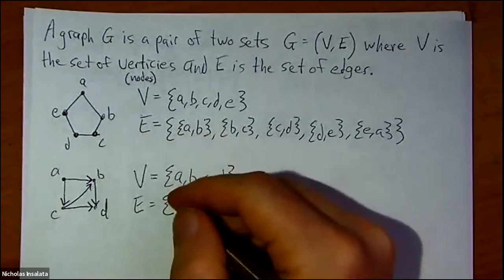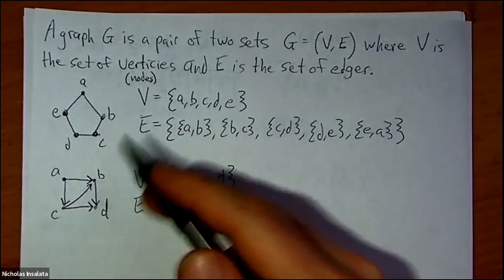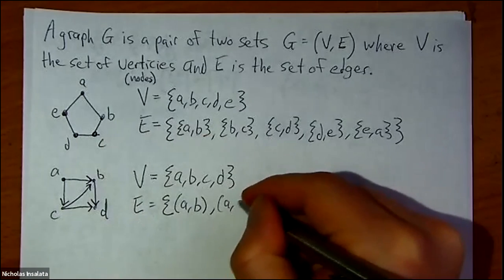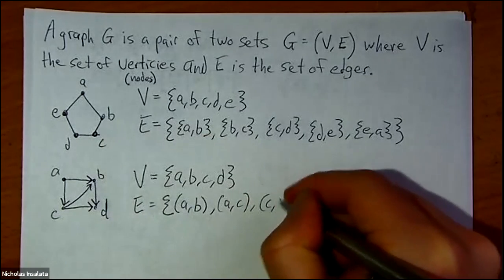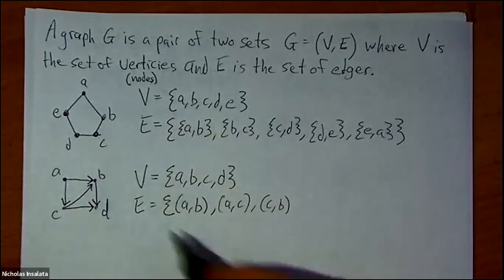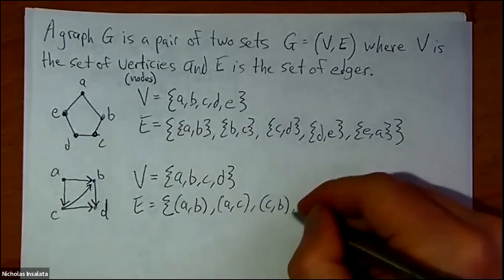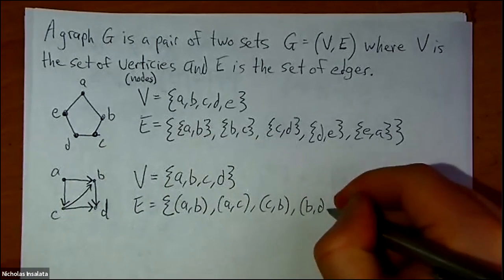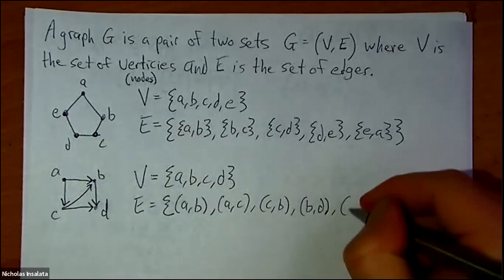Okay, AC, CB. Okay, so AC, CB, BD, and CD. Yep, that's perfect. BD and CD.